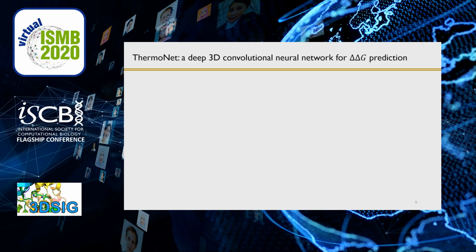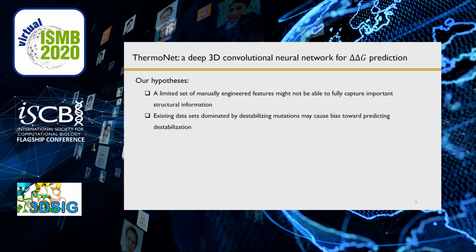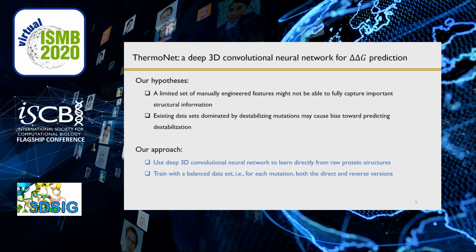Here, we present a novel method called ThermoNet for delta-delta G prediction based on deep 3D convolutional neural networks. We believe that a limited set of manually engineered features might not be able to fully capture important structural information for delta-delta G prediction, and that unbalanced training sets may cause bias toward predicting destabilization because existing datasets are dominated by destabilizing mutations. In our approach, we use deep 3D convolutional neural networks to learn features directly from protein structure with minimal manual feature engineering, and we create a dataset balanced for both direct and reverse mutations to train our method.